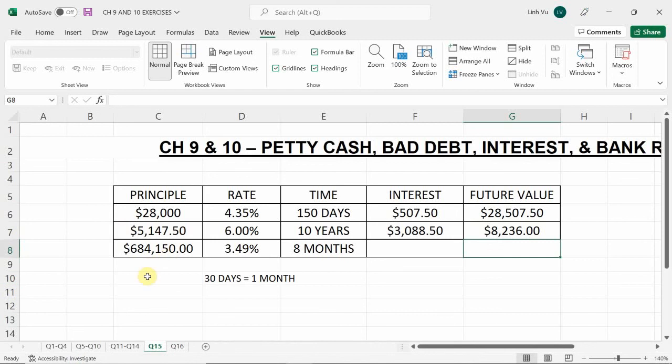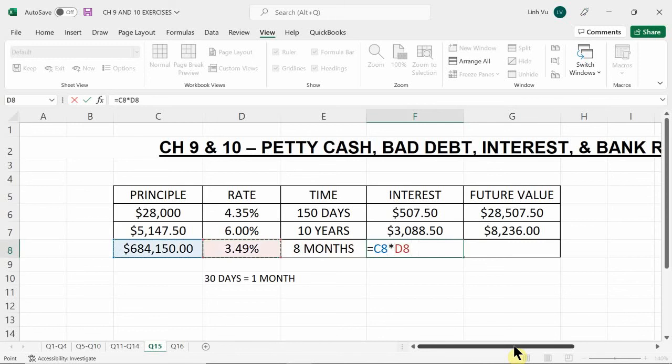If you have a principal of $684,150 and you've got a 3.49 percent rate and you have 8 months, what is my interest going to be at the end of 8 months? So converting 8 months to years, it's 8/12. 8 over 12. And it gives you 15,000 something.